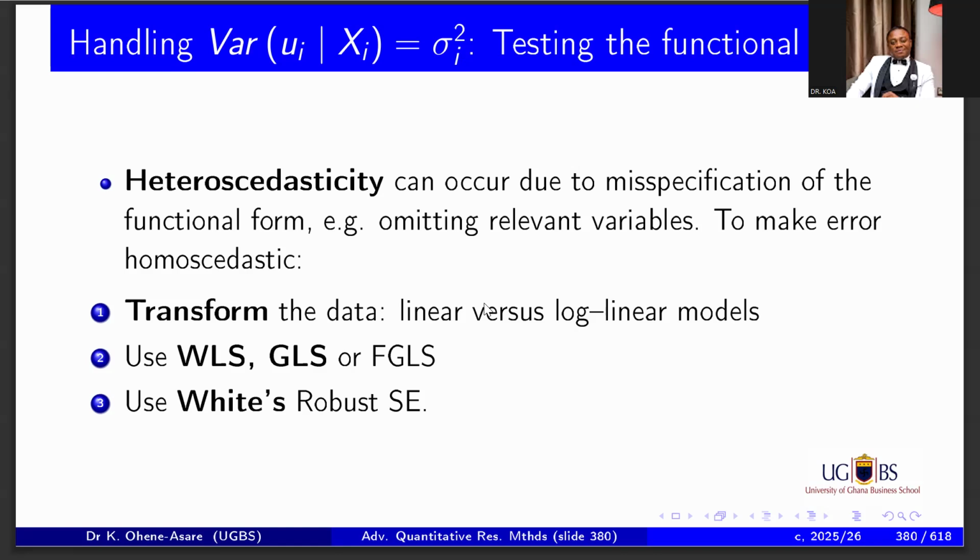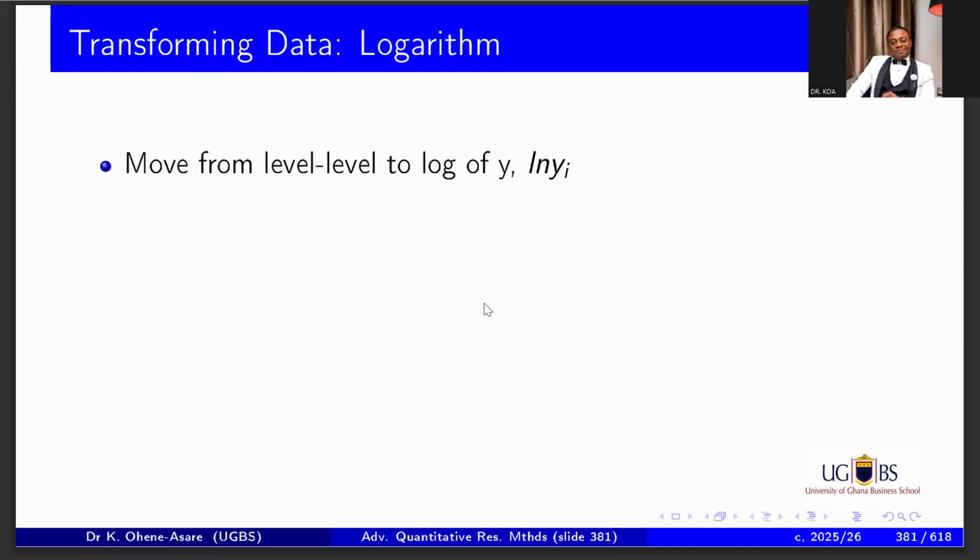Number 1, transform the data. We've seen it before. If it is not linear, make it linear. If it's linear, make it log linear. Use weighted least squares, use generalized least squares, use feasible generalized least squares. Or stop all this and go and run White or robust standard errors, which is the same as heteroscedasticity-consistent standard errors. So let's take them one by one. First, transform the data. How do you transform the data?